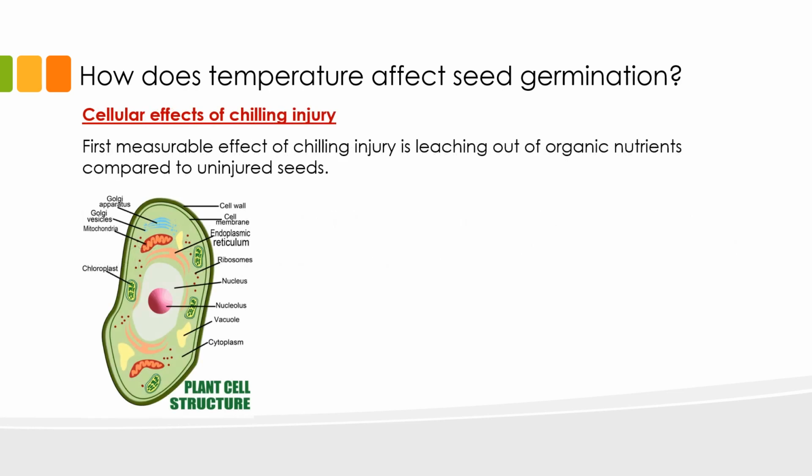Let's look at the cellular basis of chilling injury during germination. For this, you will have to remember your cell structure from your biology class. This is a plant cell. Plant cells are enclosed in a membrane, which is of course called the cell membrane, and that is this structure, the thin green line that you see right here.